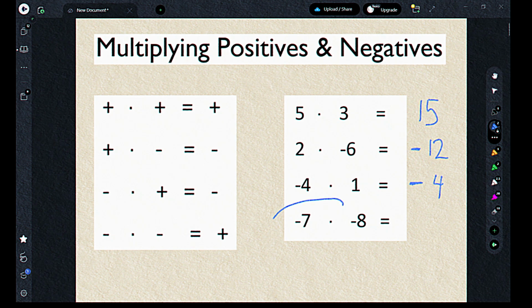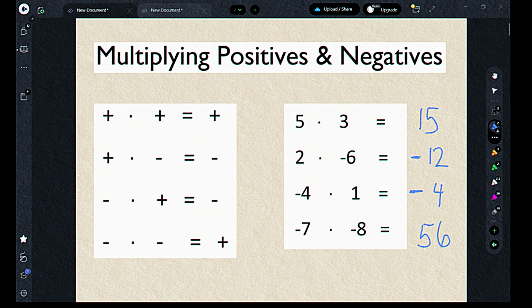The last one here, negative times a negative. So negative times a negative will give us a positive answer every time. So I know this is positive, although I'm not really going to write the plus sign. A positive number you could just leave as it is with no symbol in front. So it's going to be a positive number. 7 times 8 is a 56. Positive 56 is the answer.